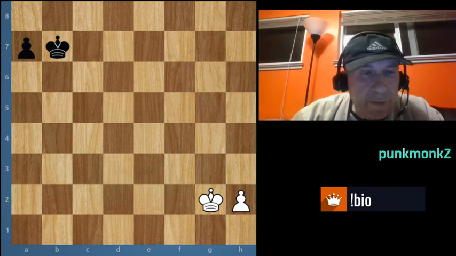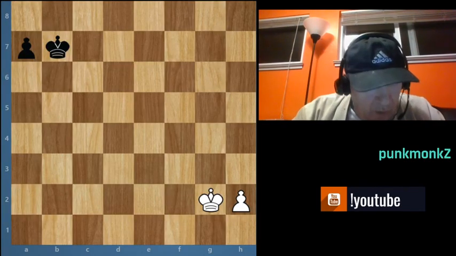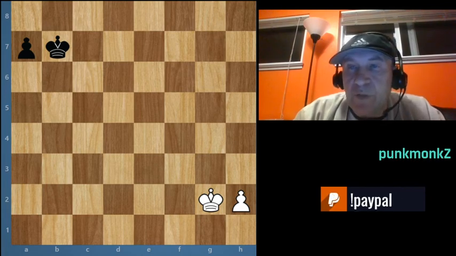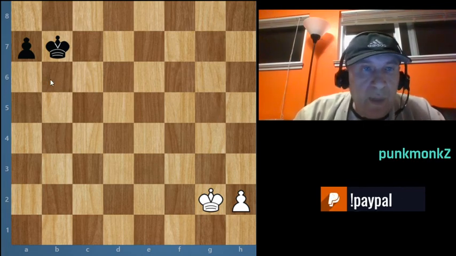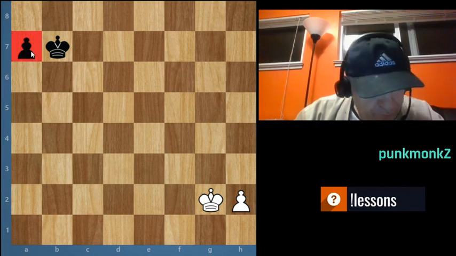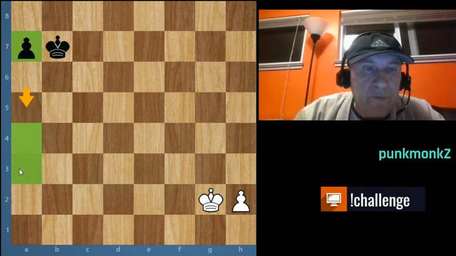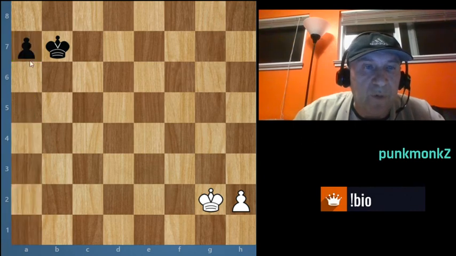All right, let's take a look. Okay, so I think it helps to know the rule of the square here, and the pawn on a7 hasn't moved. So the a7 pawn is going to take him one move, two moves, three moves, four, and five moves. It's going to take him five moves to promote.